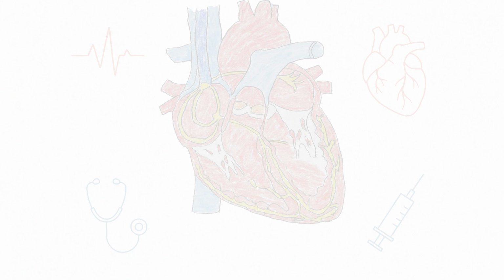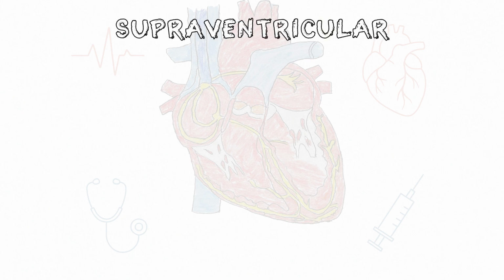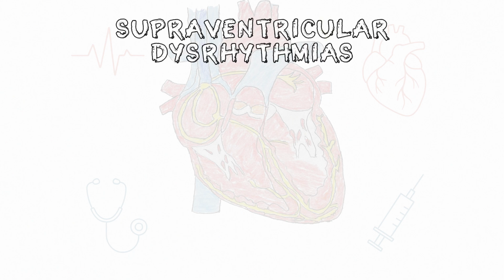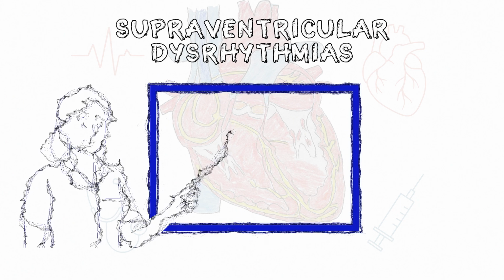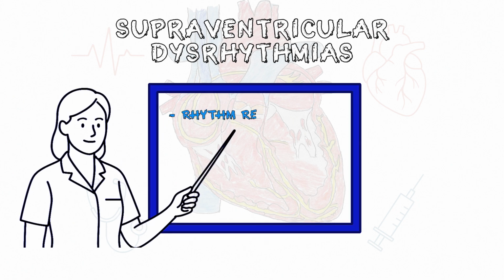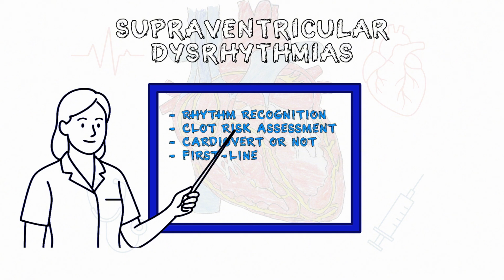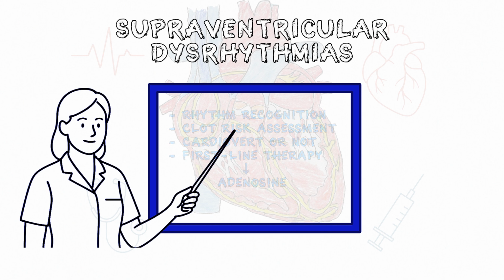So, these are the core supraventricular rhythms. Why does it matter? Because it's frequently asked. Overall, you're supposed to know how to recognize the rhythm, clot risk assessment, when to cardiovert and when not, and first-line therapy such as adenosine. Almost forgot about clinical red flags.